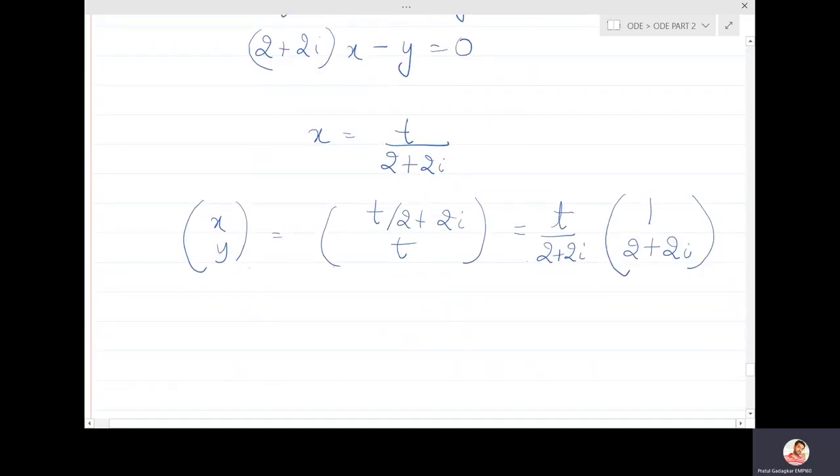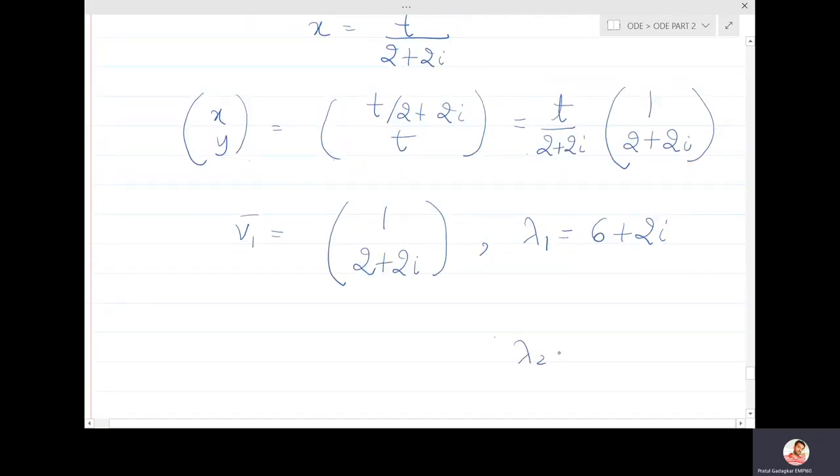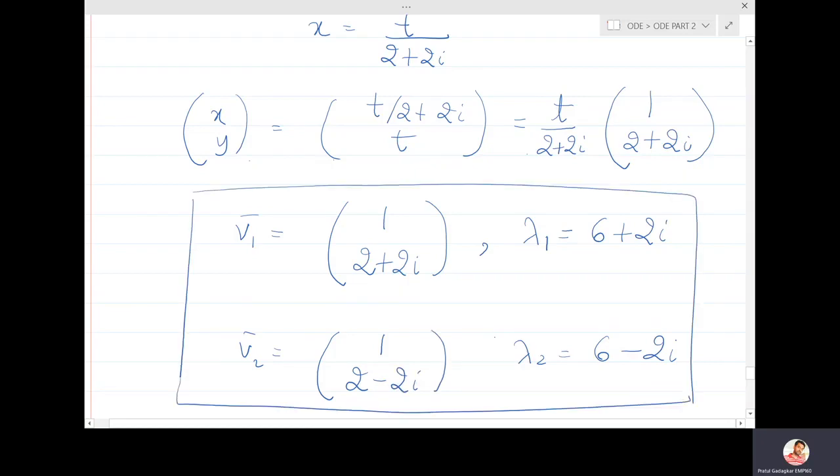So the vector v1 that I will choose will be 1 and 2 plus 2i for the eigenvalue lambda 1 equal to 6 plus 2i. And therefore, by the note we have seen above, if lambda 2 is the conjugate of that, then you will get the eigenvector also as the conjugate. So v2 will be equal to 1, 2 minus 2i. So this is the set of eigenvalues and eigenvectors for the given matrix A.